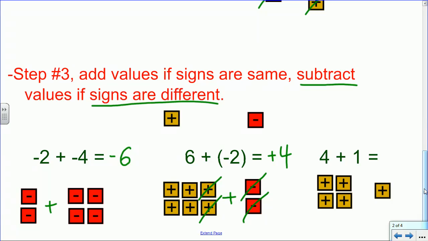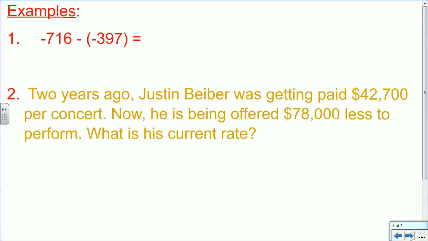So we can see that if we had just subtracted the values, 6 and 2, then we would have gotten that same answer, positive 4. The final example is really familiar to everyone, 4 plus 1. We just know that if you're adding positives with positives, you're going to get a bigger positive number, so that would be 5. Let's go on to an example before I let you loose on some practice problems.